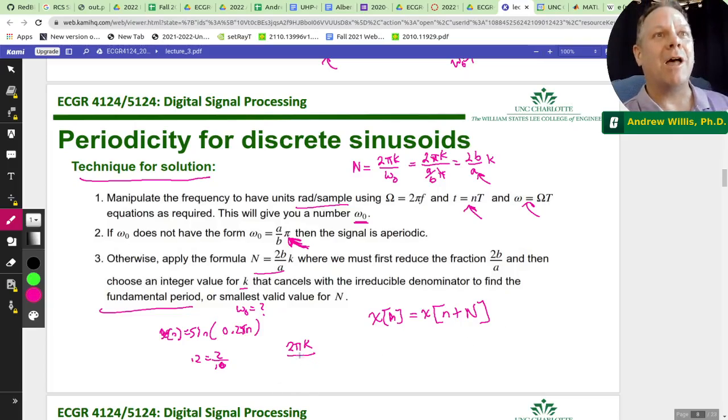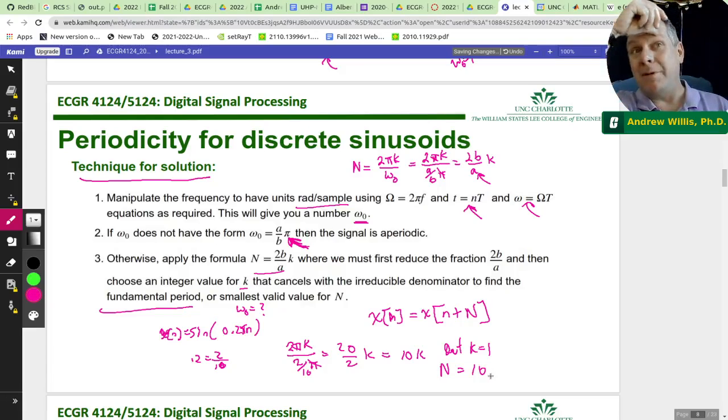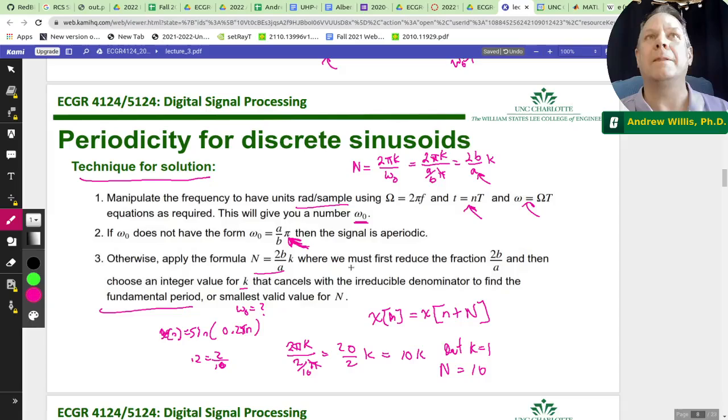So we write that down. So it's 2 over 10 times pi. So the pi's cancel. We get 20 over 2 times k. Then we reduce the fraction and we get to 10 times k, but there's no irreducible factor in the denominator. So what is the period of that function? We let k equal 1, and then n is equal to 10, right? And so that's an example of how we go about calculating the period. Any other questions before we go on?